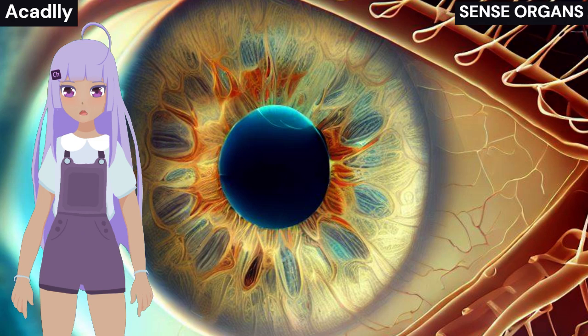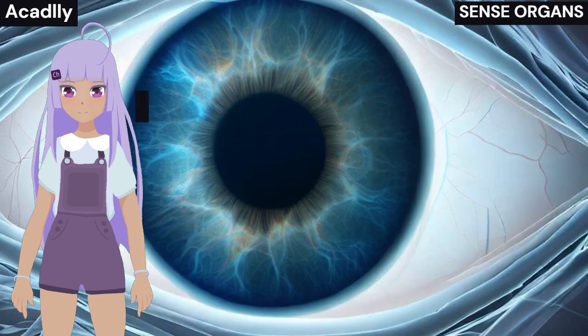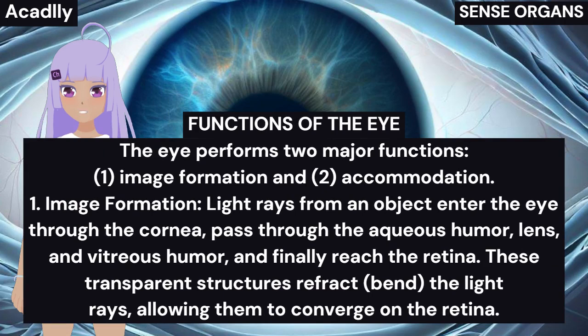It also consists of protein, sugar, salt, and water. The vitreous humor serves the same functions as the aqueous humor. Functions of the eye. The eye performs two major functions: image formation and accommodation.